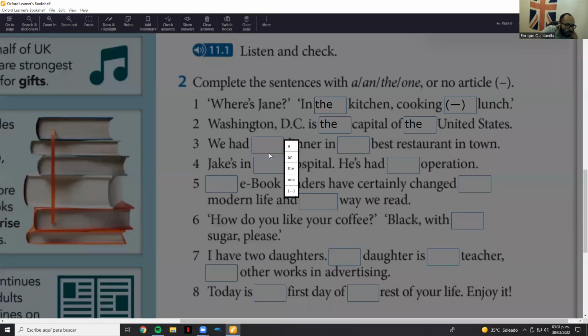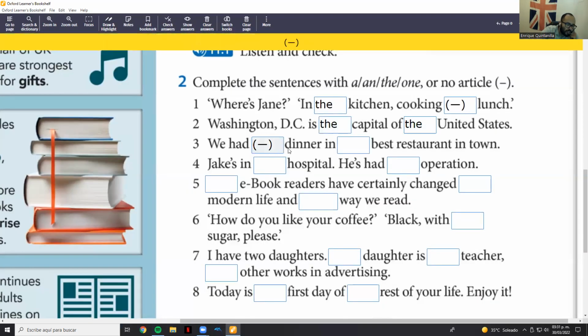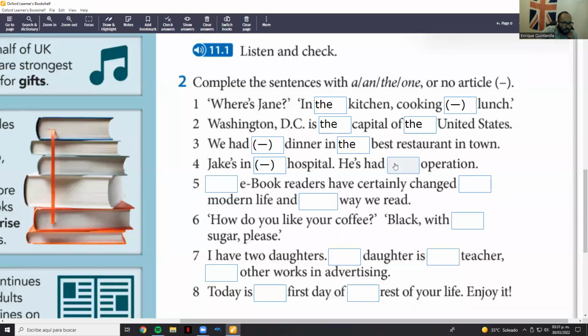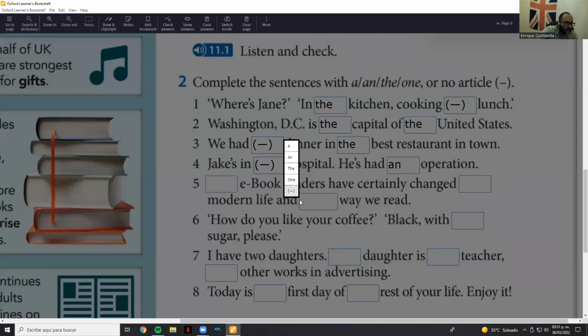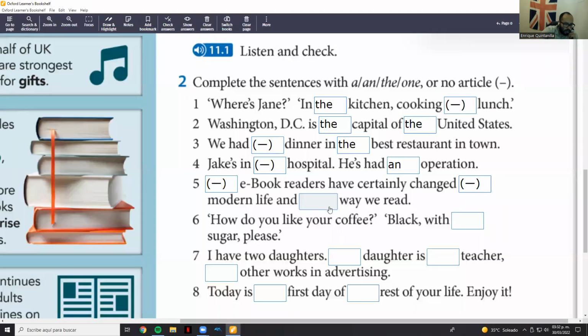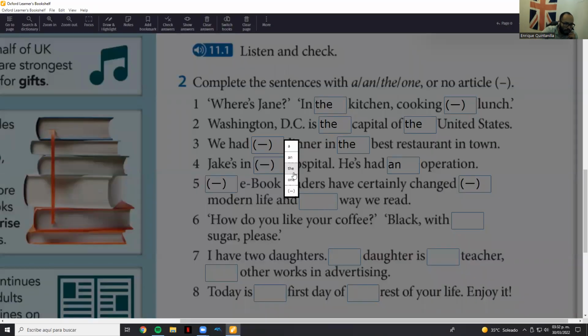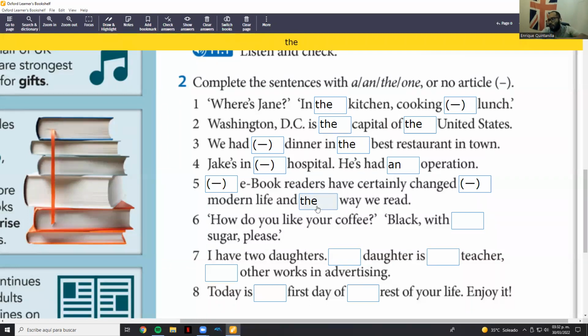We had lunch, no article. Sorry, dinner in the best restaurant, the best. Jake is in hospital, no article. He's had an operation. Ebook readers have certainly changed, no article here because we're talking about readers in general. Change, modern life is no article. And the way, normally the way has to include an article.